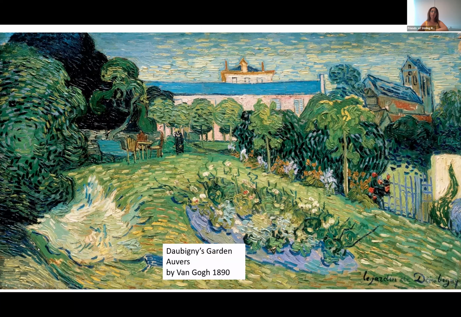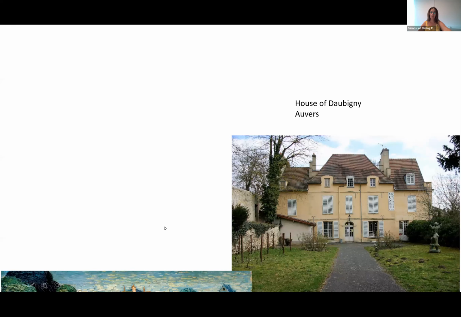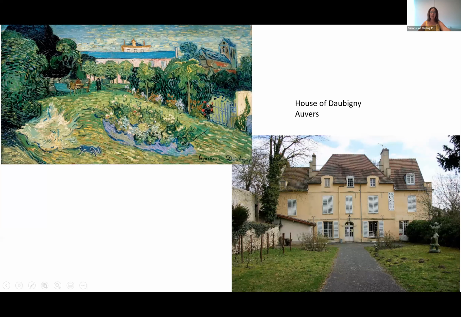Van Gogh admired him so much that actually he visited his garden at Auvers, and he paints this garden of Daubigny, where his house was there, still is, by the way. This is the house of Daubigny, today a museum. And here we have the painting by Van Gogh.